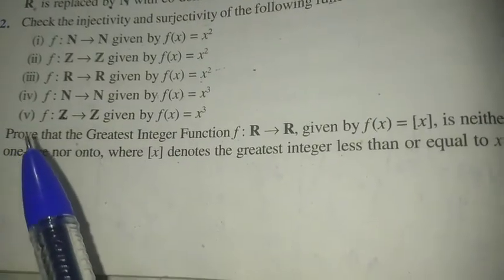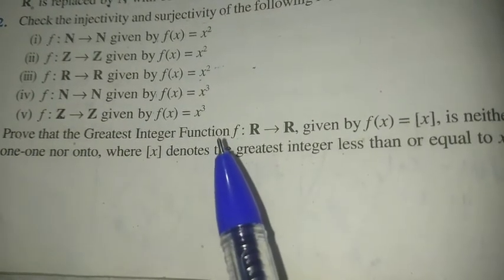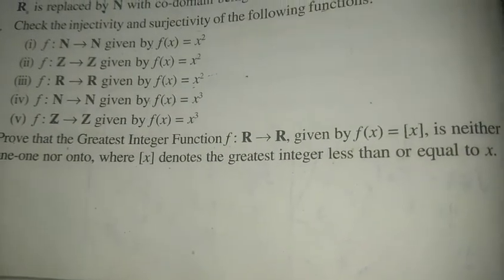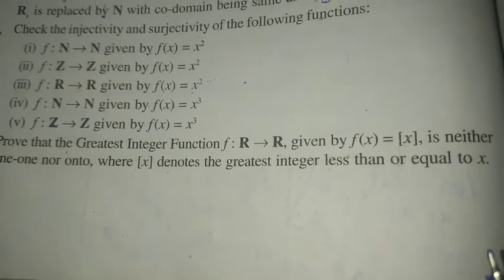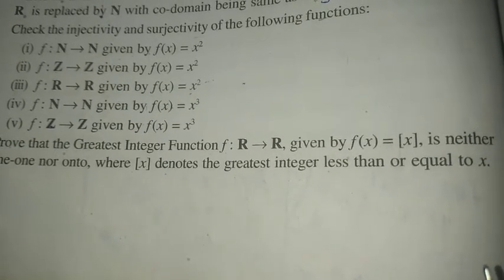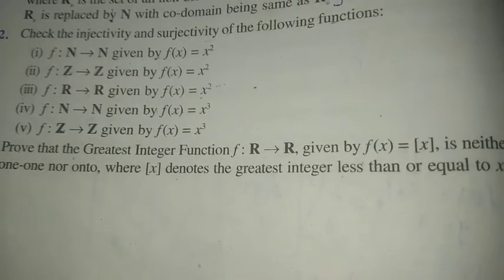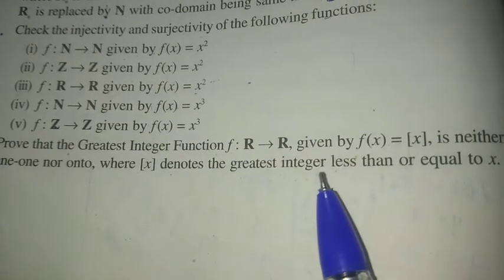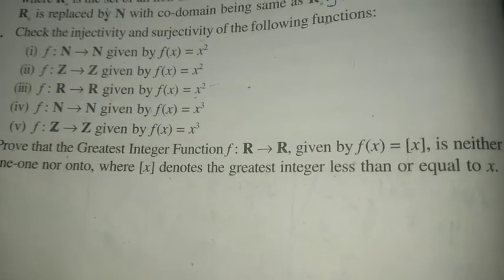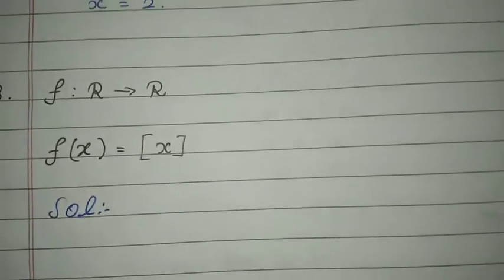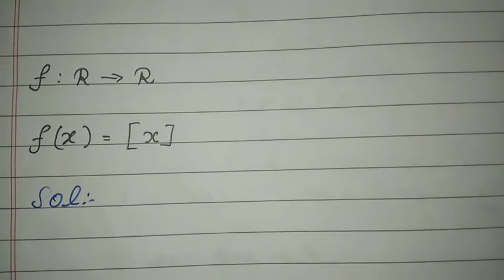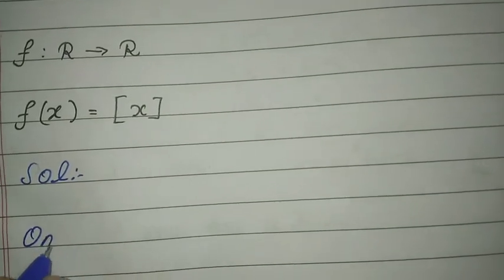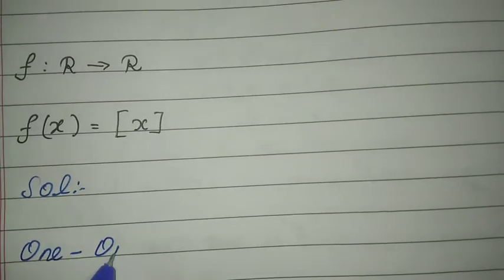Question number 3. Prove that the greatest integer function from R to R, that is real numbers, given by f of x is equal to greatest integer of x, is neither 1 to 1 nor onto, where the bracket x denotes the greatest integer less than or equal to x. Solution. I already taught you what the greatest integer function is, isn't it? So directly we can go to the solution. First one is 1 to 1.